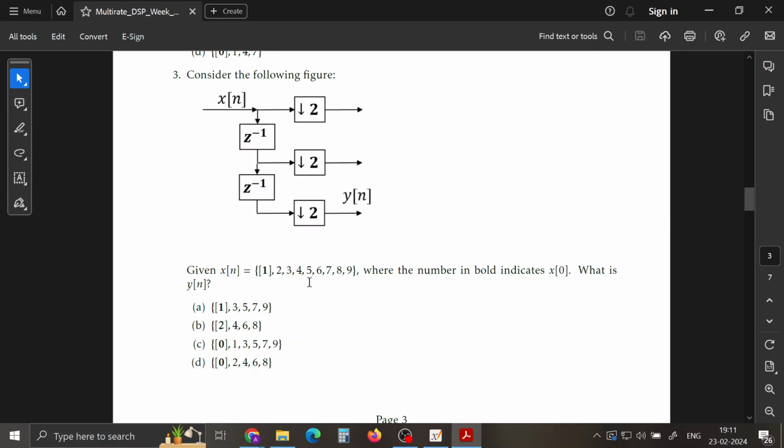We'll consider the path from x of n to y of n. Basically, the path will comprise two delay blocks and one downsampler of factor 2. That will produce the output. Okay, the input sequence is given here, and then accordingly I can find my y of n. So let's do that.